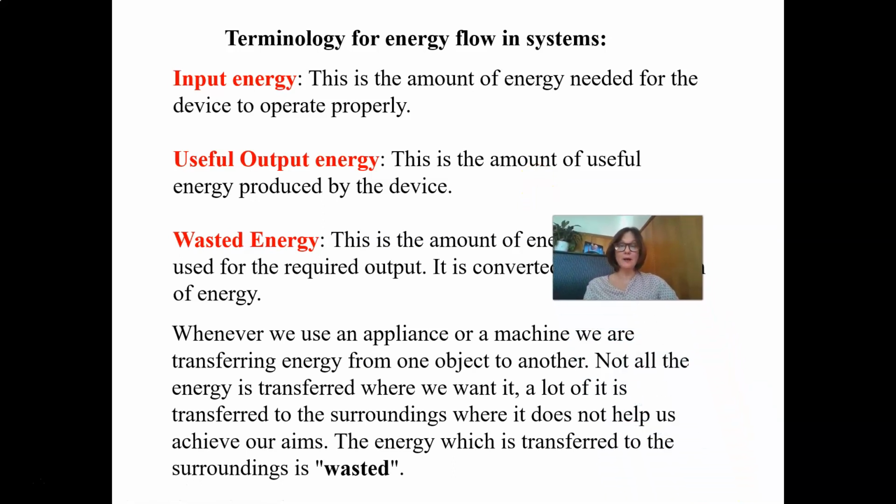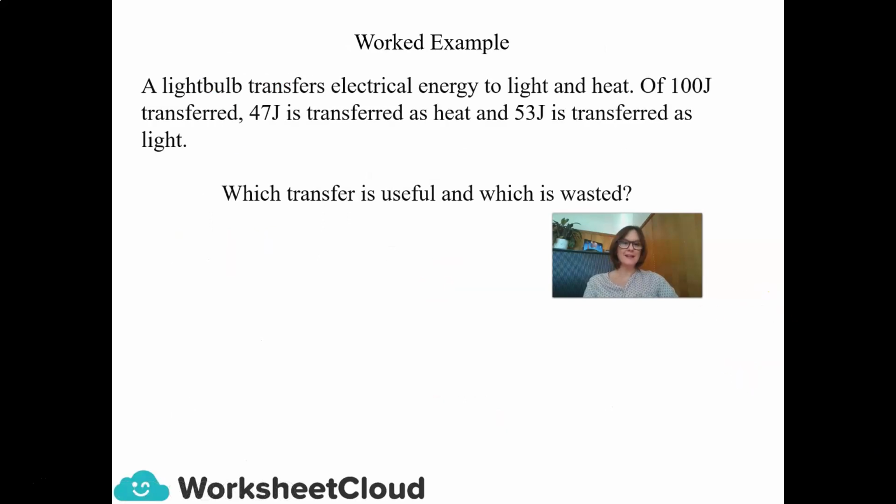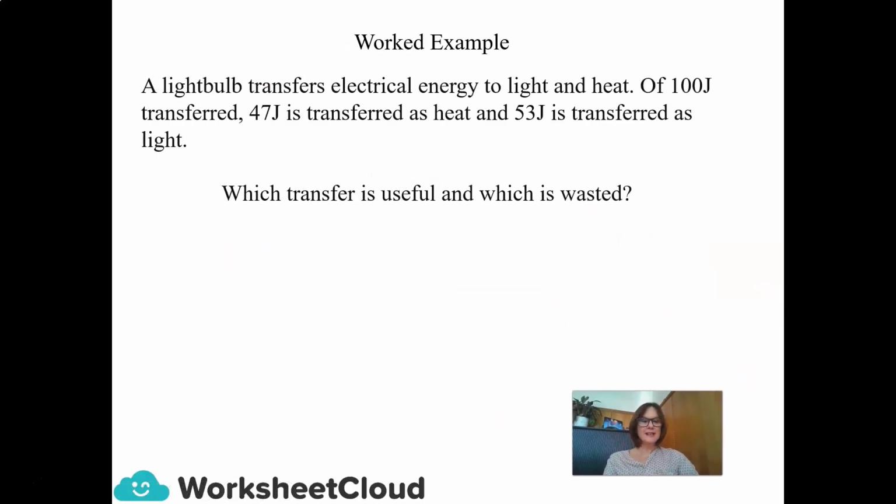So we need to remember, whenever we use an appliance or a machine, we are transferring energy from one object to another. Not all the energy is transferred where we want it. A lot of it is transferred to the surroundings, where it does not help us achieve our aims. The energy which is transferred to the surroundings is called wasted energy. So let's take a look. We have a light bulb which transfers electrical energy to light and heat.